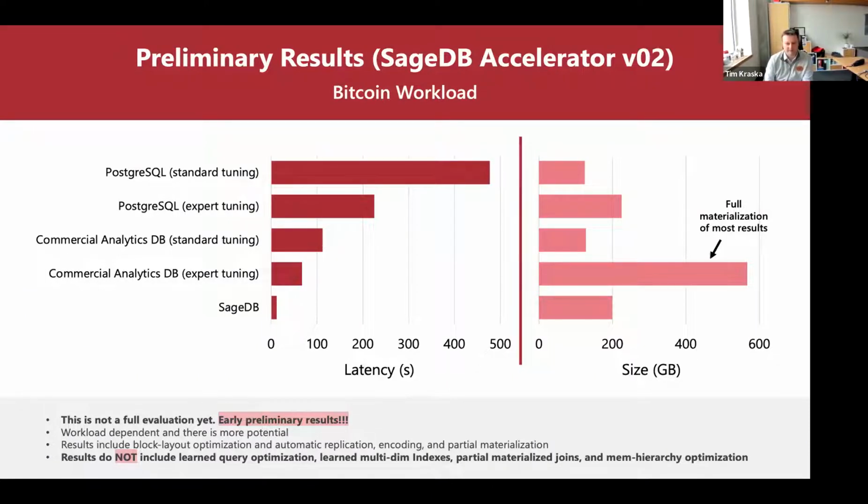Overall, we think this is a very encouraging result, and we are heavily working on it. This one didn't include a whole range of new optimizations which we recently did around partial materialization results, memory hierarchy optimizations, multidimensional indexing, and so on. We currently have a paper under submission, which has some of the newer ones in there. If anybody is interested, I'm more than happy to send a pre-draft.